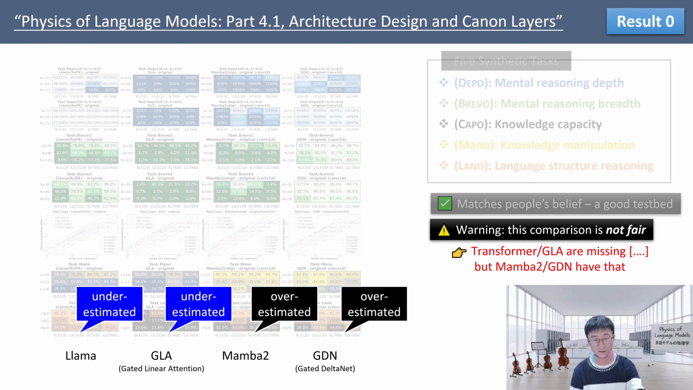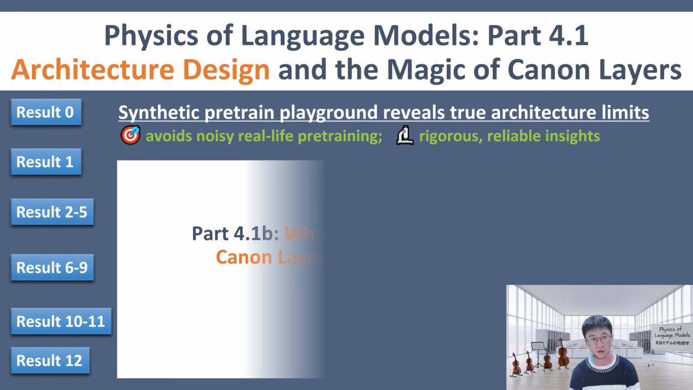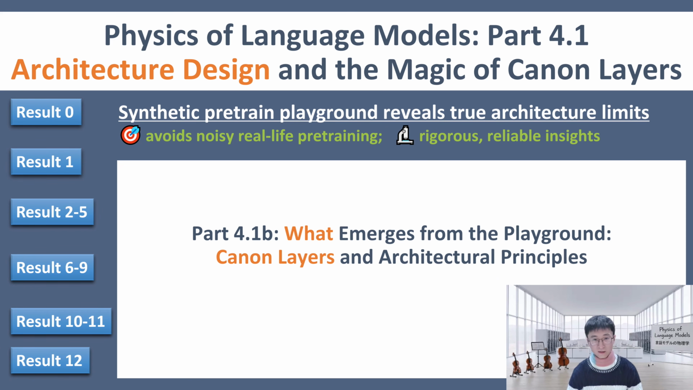So this picture only shows you some basics: this is a good testbed, but it doesn't tell you enough about what architecture you should use. So you're more than welcome to attend my next talk, on using this synthetic playground to derive architecture principles, and on the so-called Canon layers that we are going to introduce.